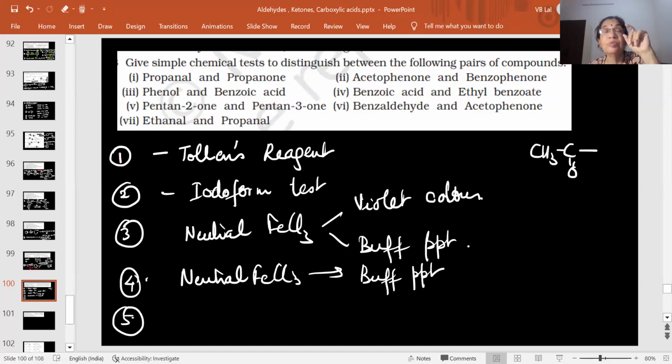Then the fifth one is pentan-3-one and pentan-2-one. This can be distinguished by the iodoform reaction. Please learn and write this. You can't practice just before the exam. You should learn and write.